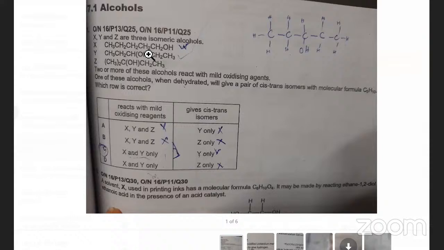Now, X, Y, and Z are 3 isomeric alcohols. 2 or more of these alcohols react with mild oxidizing agents, so they're undergoing mild oxidation. One of these alcohols, when dehydrated, will give a pair of cis-trans isomers with the molecular formula C5H10. Which way is correct? So who's going to react with mild oxidizing agents out of all these 3? Which one of the alcohols will react with mild oxidizing agents?